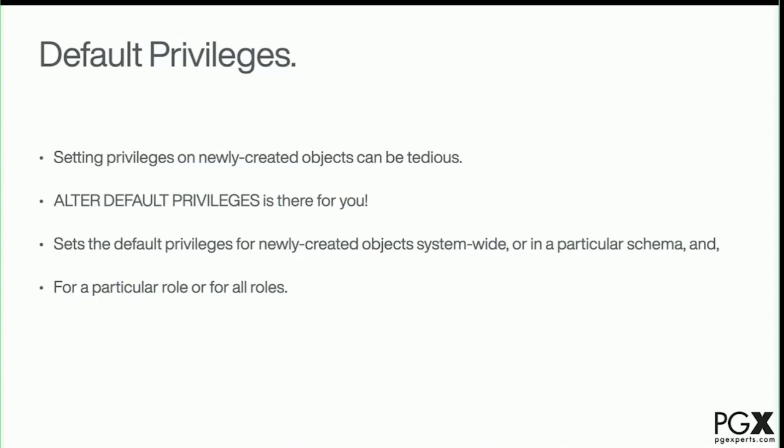Remember that doing a grant on all tables, for example, in a schema doesn't change anything that's newly created. There is, however, a way of doing it, which is the alter default privileges command. It sets the default privileges for newly created objects system-wide or in a particular schema, and for a particular role and all roles. So you can say, anytime you create a table, this role always gets select on it, or all roles get select on it, or something like that.